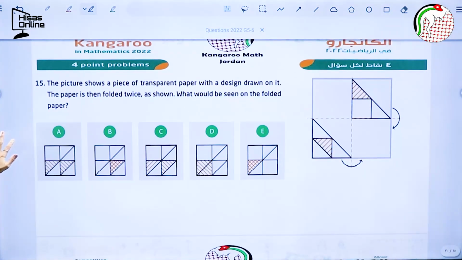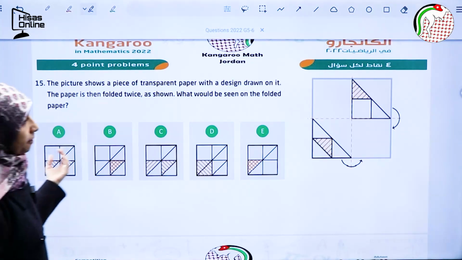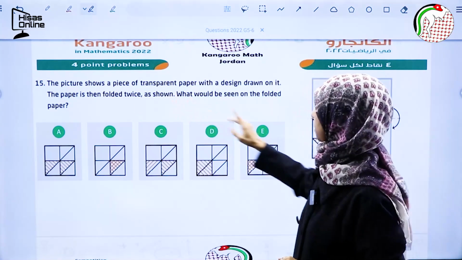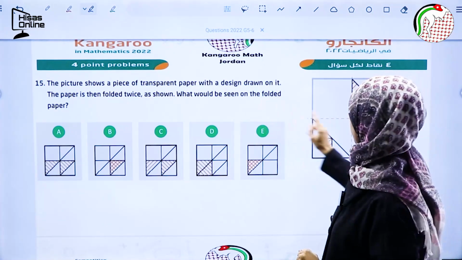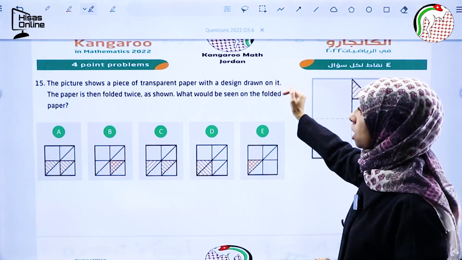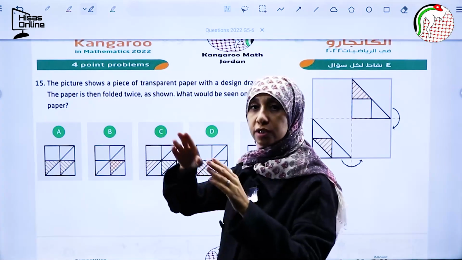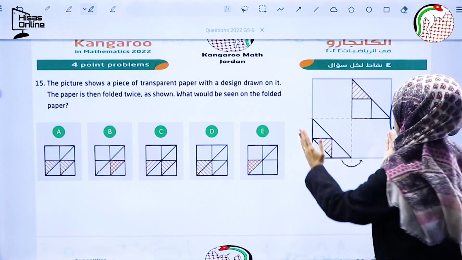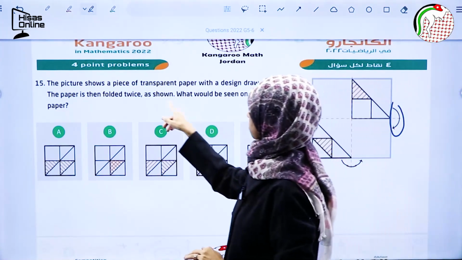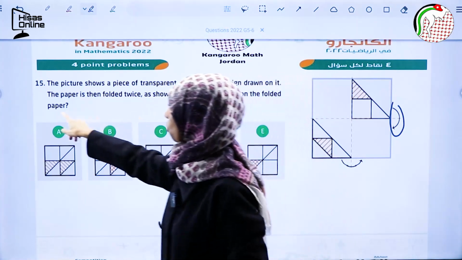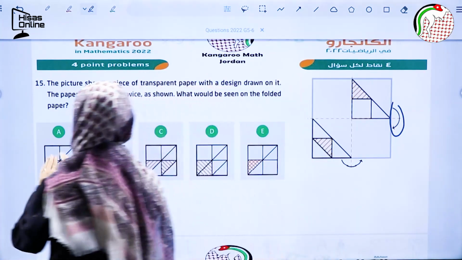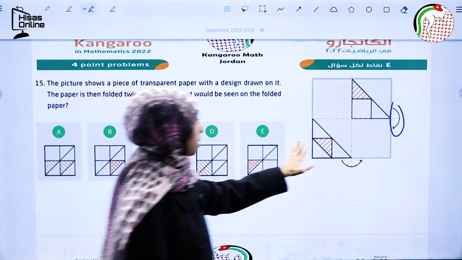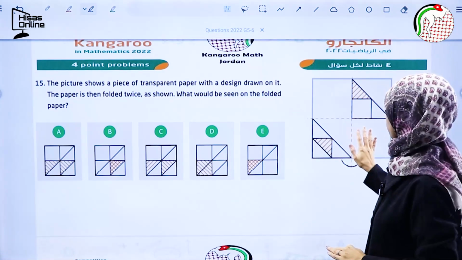Moving to question 15. Now, here we have this shape, and in the picture here there is a piece of transparent paper with a design, this one and this one drawn on it. Now the paper is then folded twice. They gave us the direction here. They will fold it this way, then that. So what would be seen on the folded paper? So at the end, we will have a square like this, but we need to know what the final design on that piece would be.